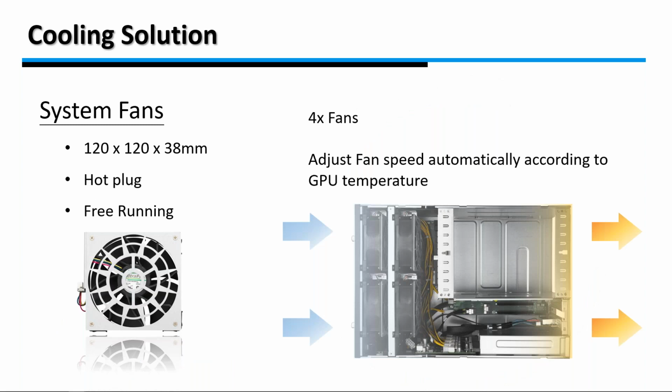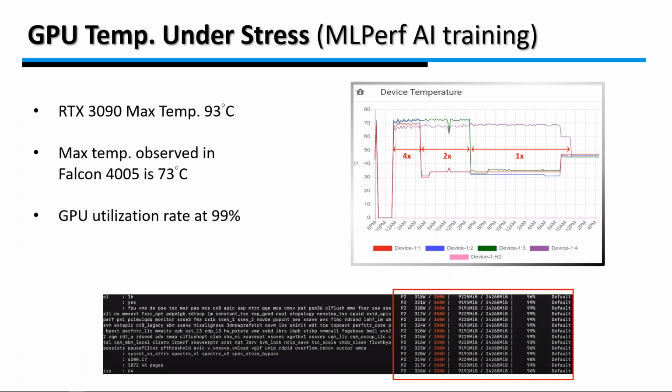Regarding the cooling solution, the blower type fan of the RTX 3090s and the 4 system fans work together to provide the cooling to the RTX 3090 GPUs. The system fans pump the cold air into the system, and the blower fan cools the RTX 3090s. The system fans are redundant and hot pluggable. We can read the temperatures of the RTX 3090s and adjust the fan speed to provide enough cooling capability. Let me use a real example to explain what's going on in the Falcon 4005.